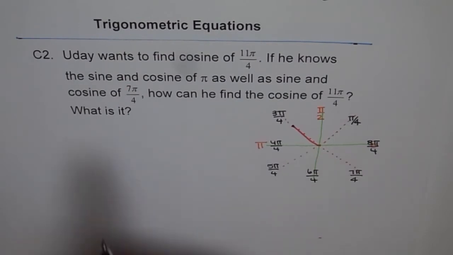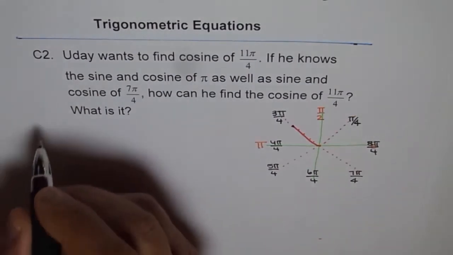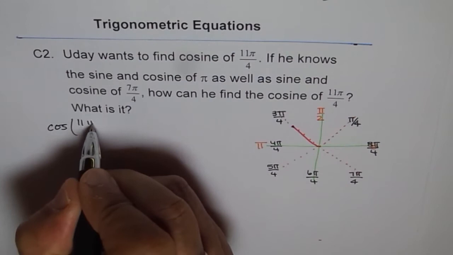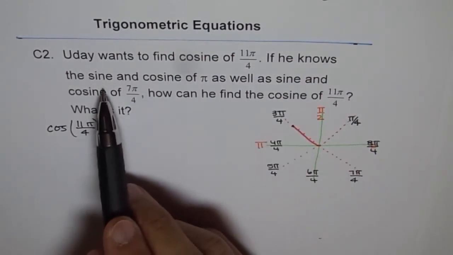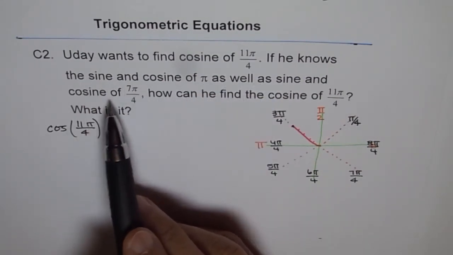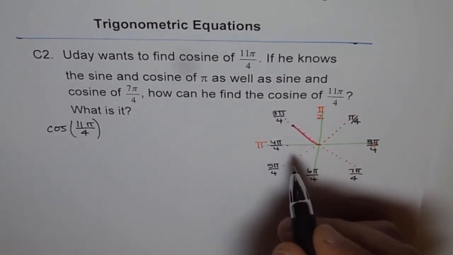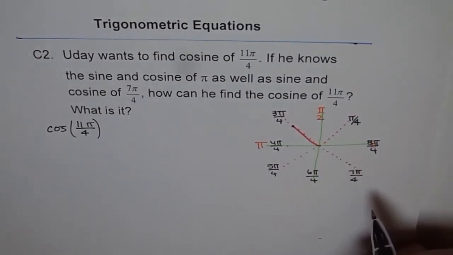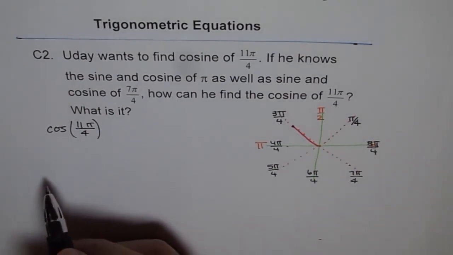Let's go back to the question. Uday wants to find cosine of 11 pi by 4. So we want to find what is cos of 11 pi by 4. And he knows the sine and cosine of pi as well as sine and cosine of 7 pi by 4. So pi is here, so sine and cosine of pi is known to us, and 7 pi by 4 is also known to us. But what is not known is 11 pi by 4. How can we find that?